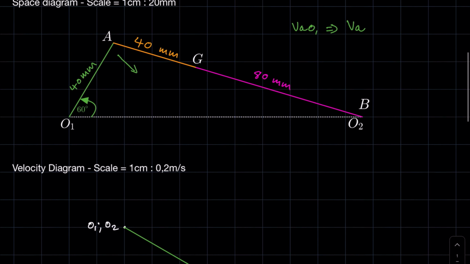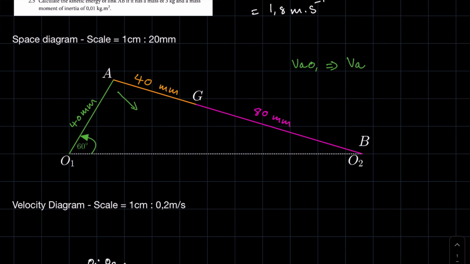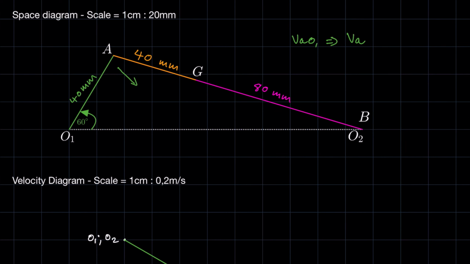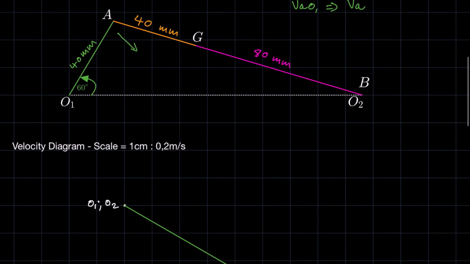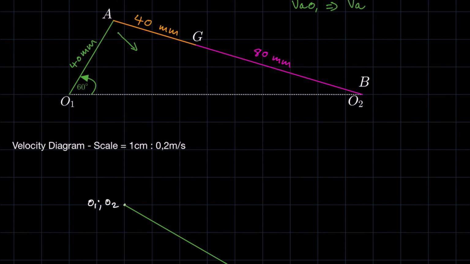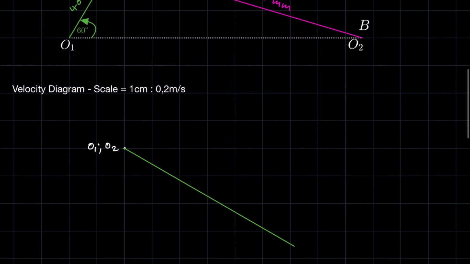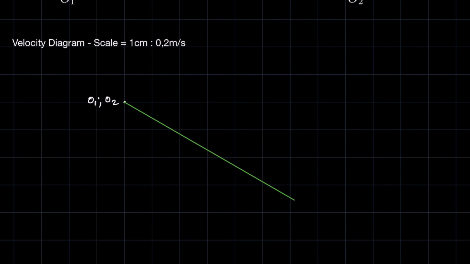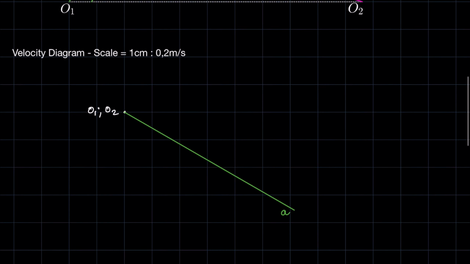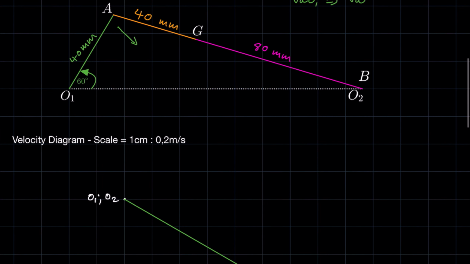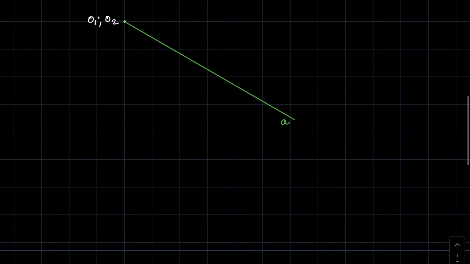Now remember, the velocity of this crank is VAO, A being the object, O being the frame of reference. We already have a side of this velocity vector that represents O1, which means this side will be A. So you'll have A on this side.